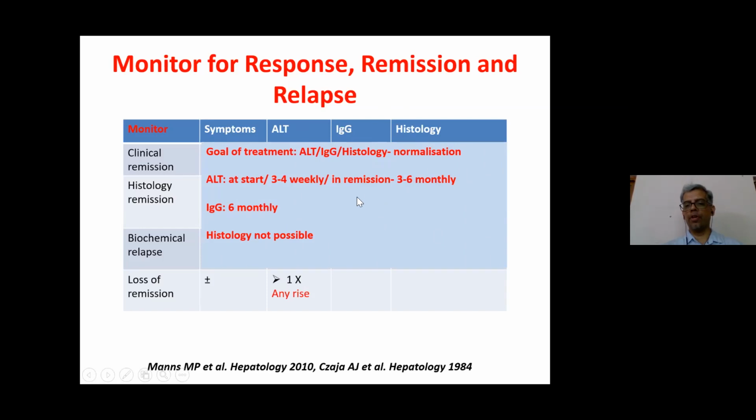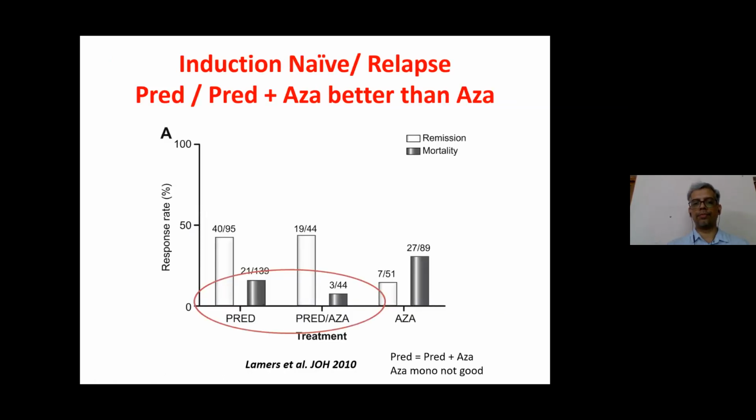How do you monitor? You monitor ALT every 3 to 4 weeks at the start. Once the patient is in remission, you take a call on seeing him every 3 to 6 months. IgG you can monitor every 6 months. Histology is a major issue. Like we raised in the questions, do I biopsy? If I am not keen for an initial biopsy, how are my patients going to agree to a repeat biopsy? So it's very difficult. Here comes the role of possible transient elastography, and biochemical remission per se could be a surrogate marker for histology.